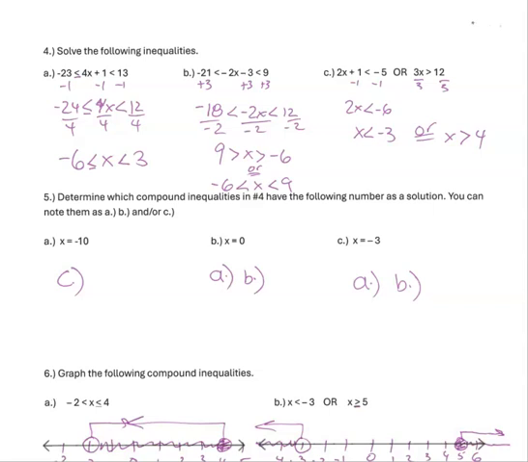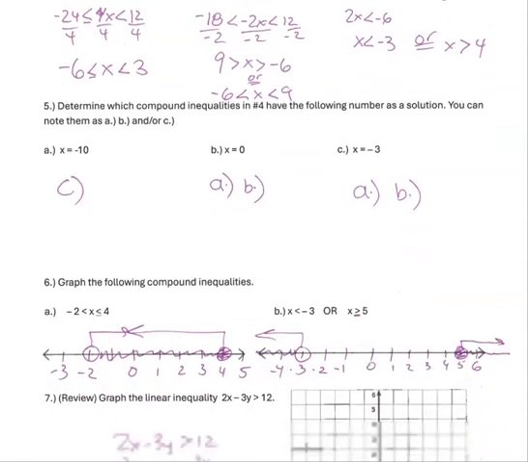And the next one, when you put in -3, it is between -6 and 3. It is between -6 and 9, so it's A and B. But when it says x needs to be less than -3, -3 is not going to work for that because it does not say less than or equal to -3 in letter C.